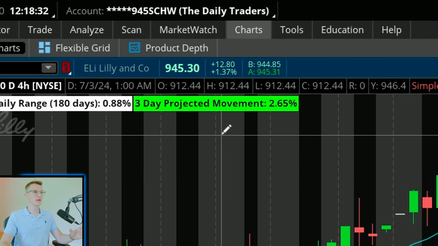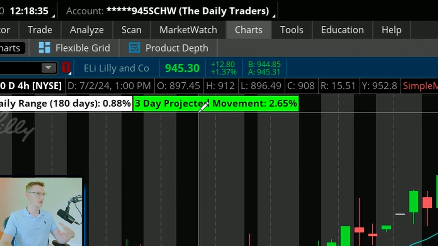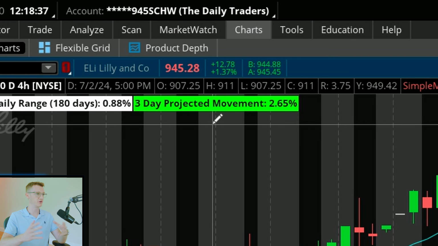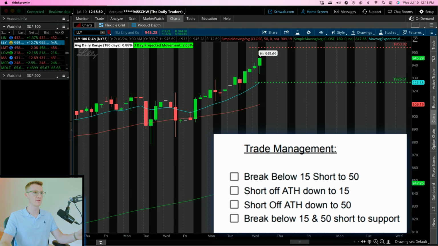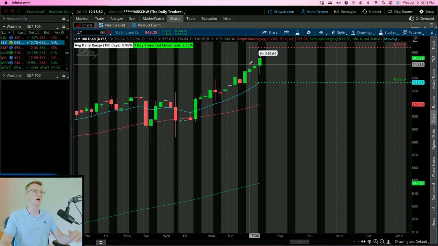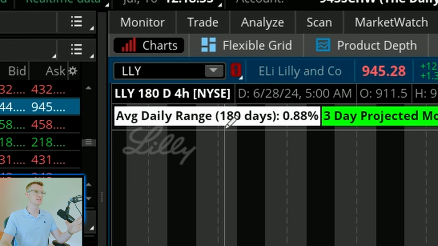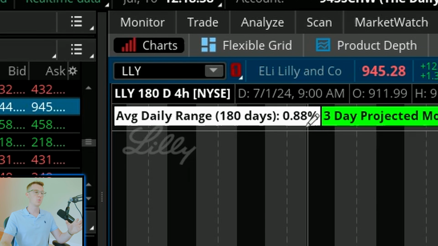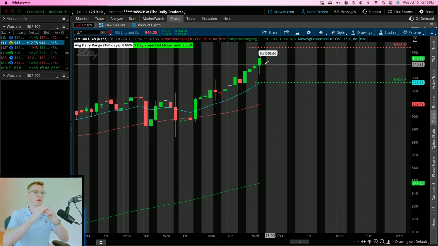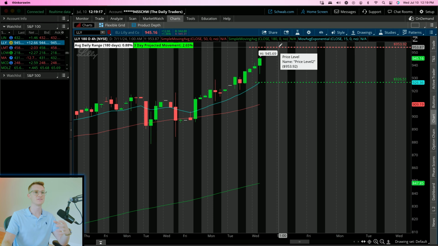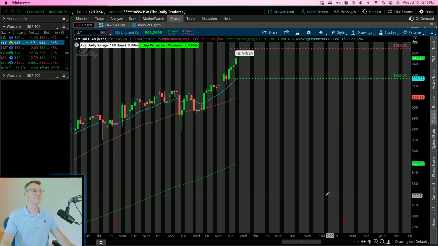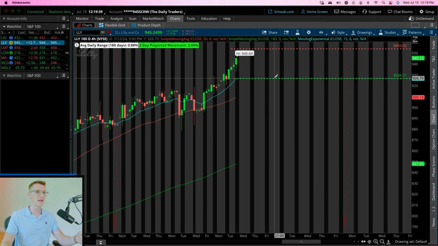So to recap, we're gonna use the 3-day projected movement, or you're gonna customize the projected move based off your average hold period for all your trades combined. And that is gonna tell us what trade management we'd like to go with for this setup. And then where we're wrong is gonna be defined by the average daily range over the last 180 days, which on this stock was 0.88. And then we're gonna chart up 0.88% off that all-time high and draw a line there, which is gonna signify our stop loss. Now we've identified what stock to trade, what direction to bet on that stock going, and where we're right and where we're wrong.